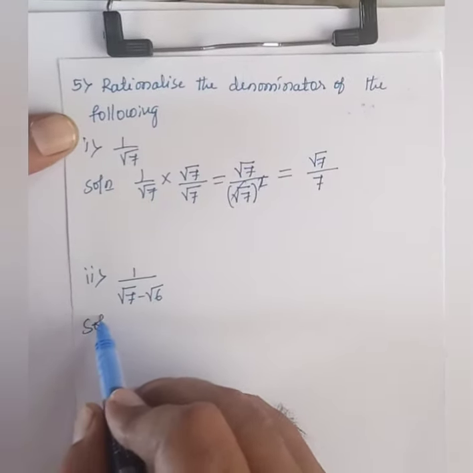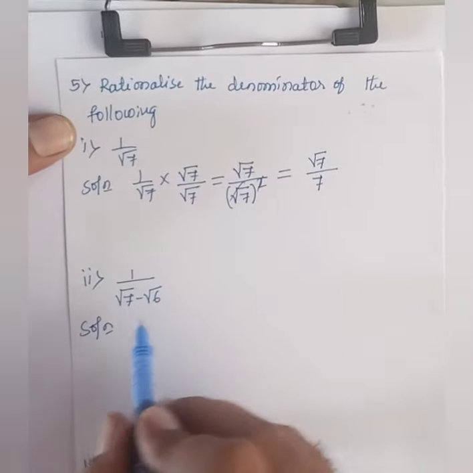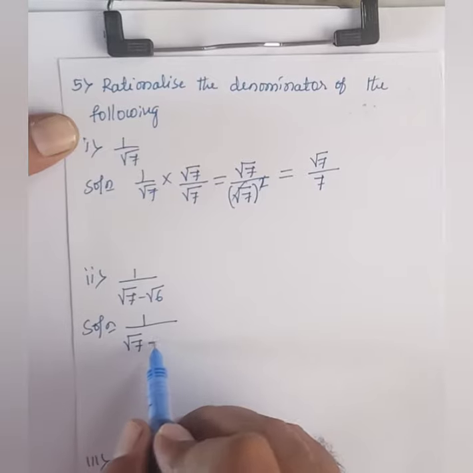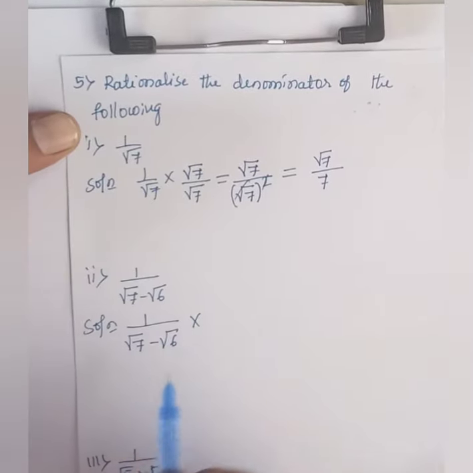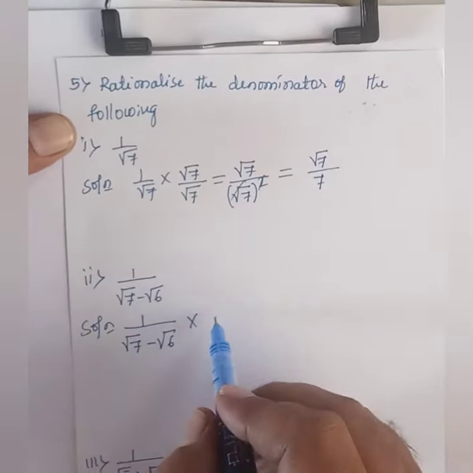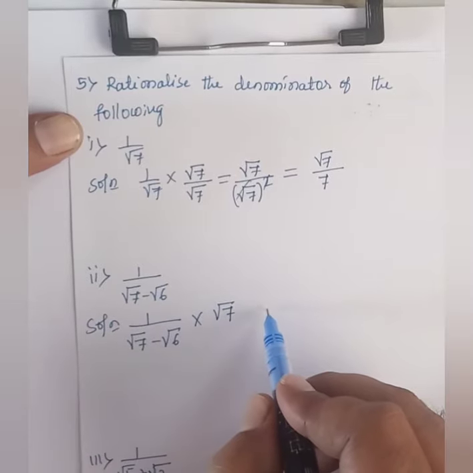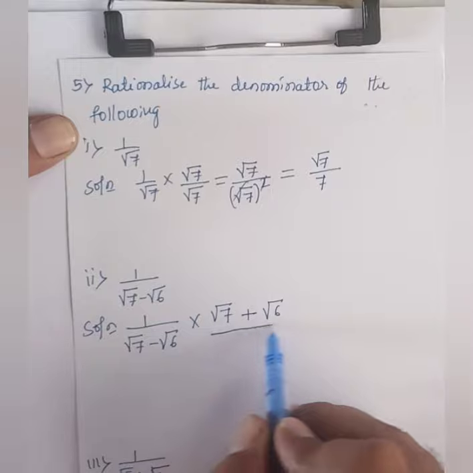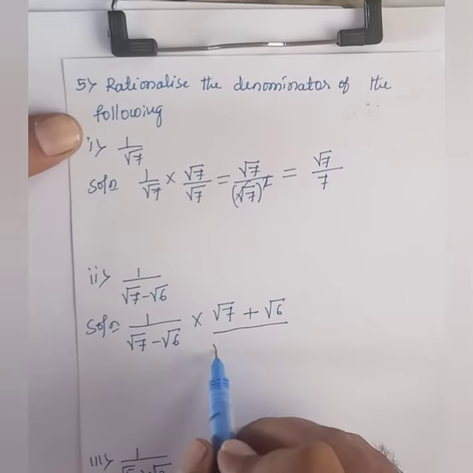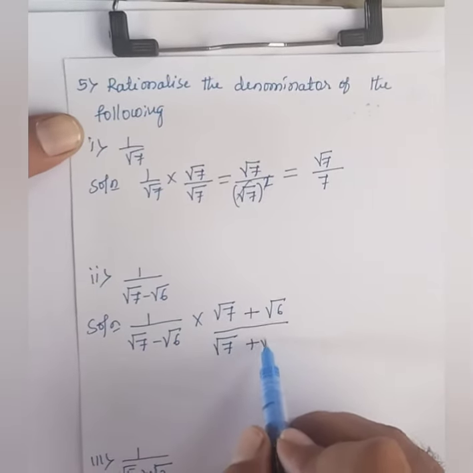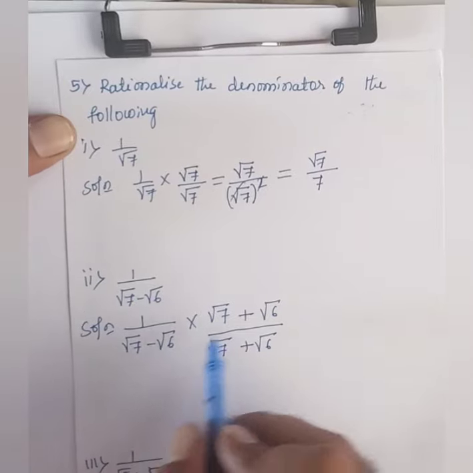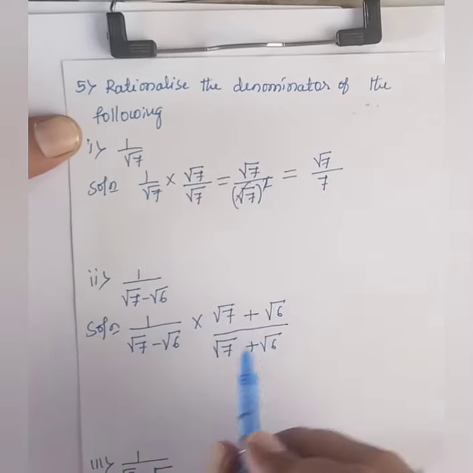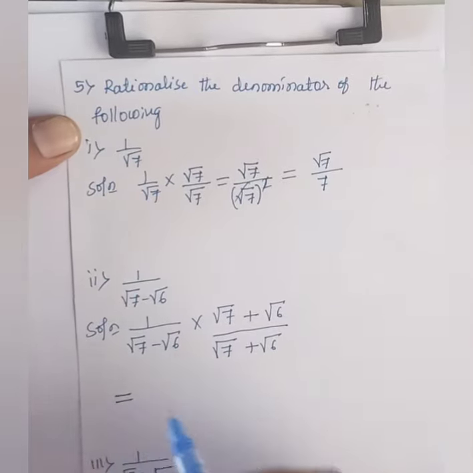Second question is 1 by root 7 minus root 6. See, two numbers are here in the denominator, root 7 minus root 6. Rationalize this denominator is nothing but what? Write the same root 7 and root 6, and you have to change the sign here: plus, for both numerator and denominator, the same root 7 plus root 6. If it is a minus, you have to write plus for both. If it is a plus, you have to write minus here. This is the way to rationalize the denominator.